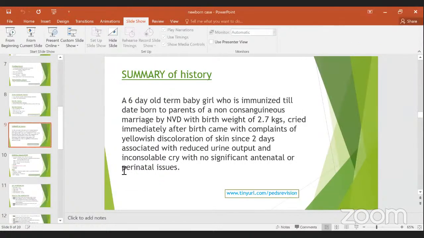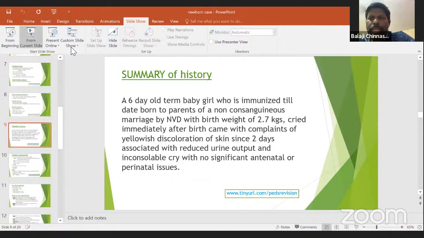Summary. A 6-day-old term baby girl who is immunized till date, born to parents of a non-consanguineous marriage by normal vaginal delivery, with birth weight of about 2.7 kgs, cried immediately after birth, came with complaints of yellowish discoloration of skin since 2 days, associated with reduced urine output and inconsolable cry, with no other significant antenatal or perinatal issues.